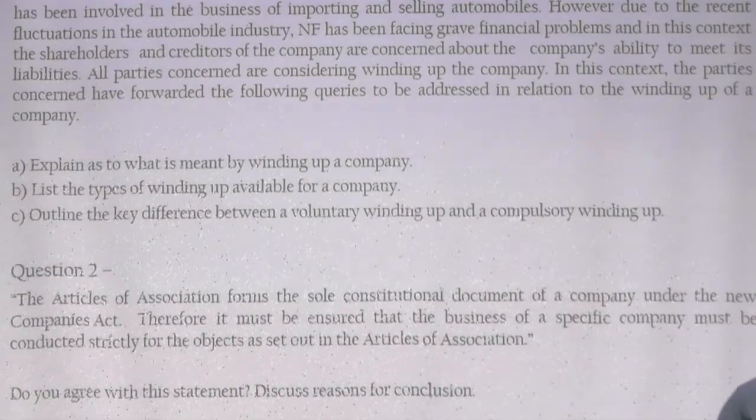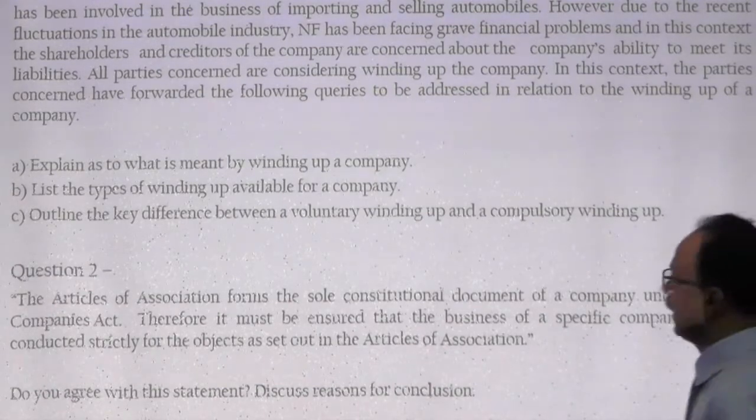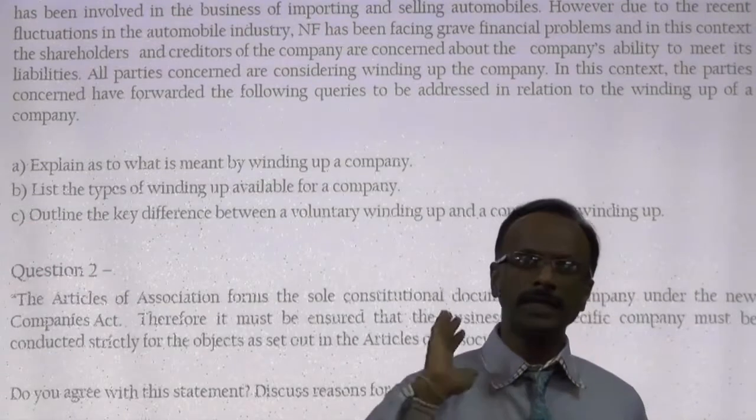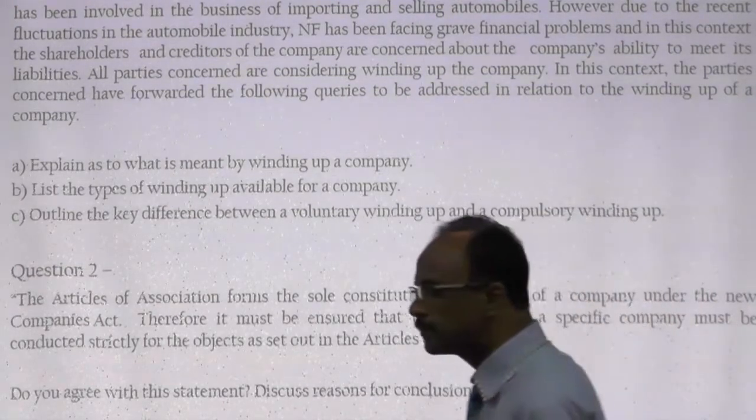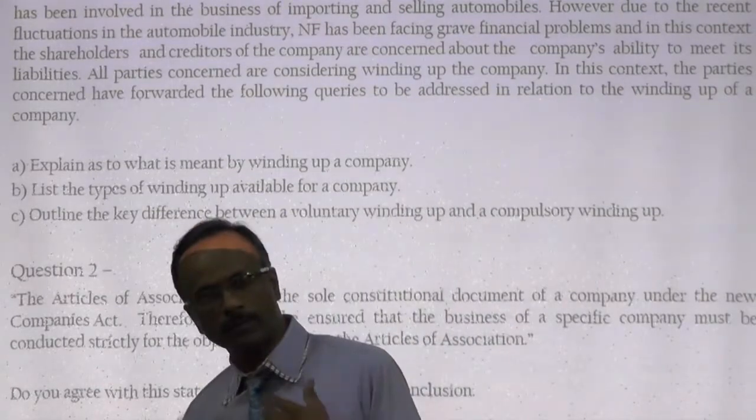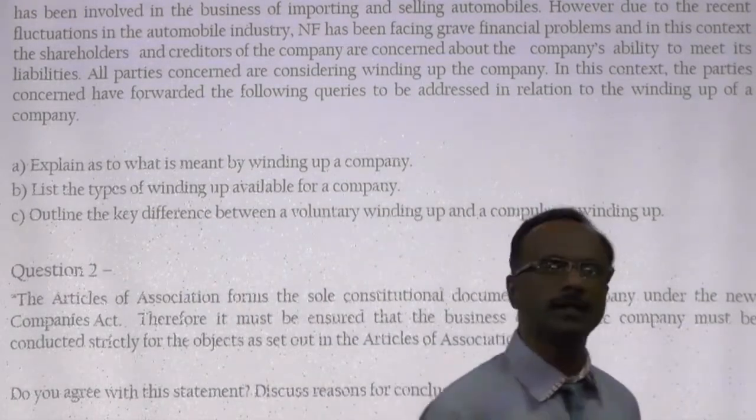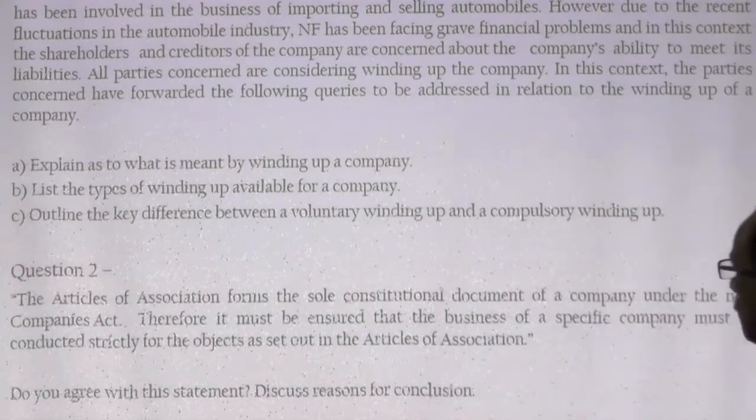Outline the key difference between voluntary winding up and a compulsory winding up. Here, what is mentioned as a compulsory winding up is the forced winding up by court. I mentioned that the court compulsorily winds up the company on a petition or application made by one of the parties that I explained yesterday, seeking a winding up of the company.